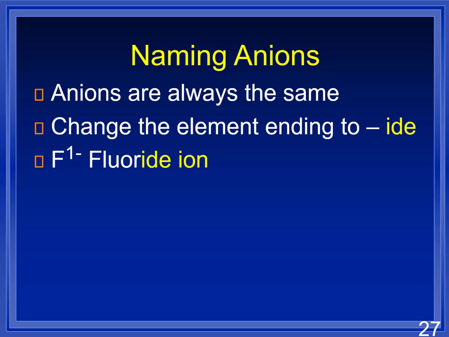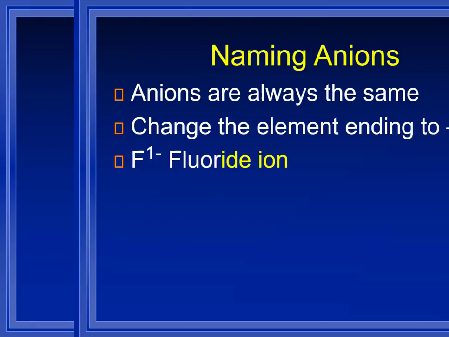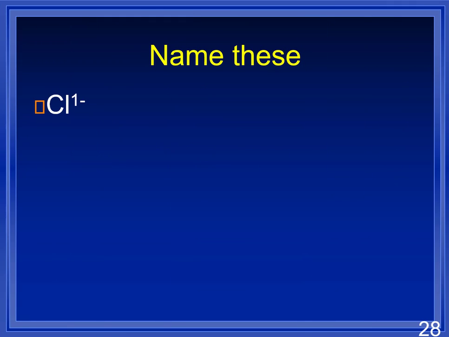Right with that? Really hard? There's no exceptions. Just do that. Try to get to one syllable, then "ide." So Cl minus. Cl is chlorine. So I take off the ene and stick on IDE. So that would give me the chloride ion.